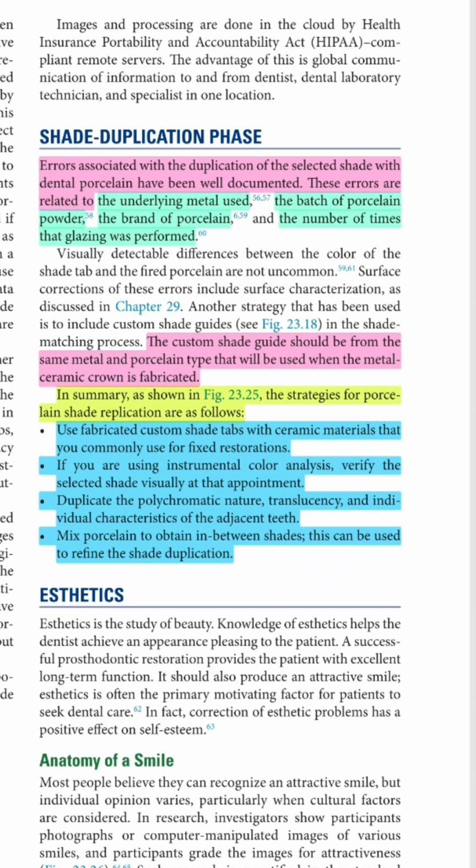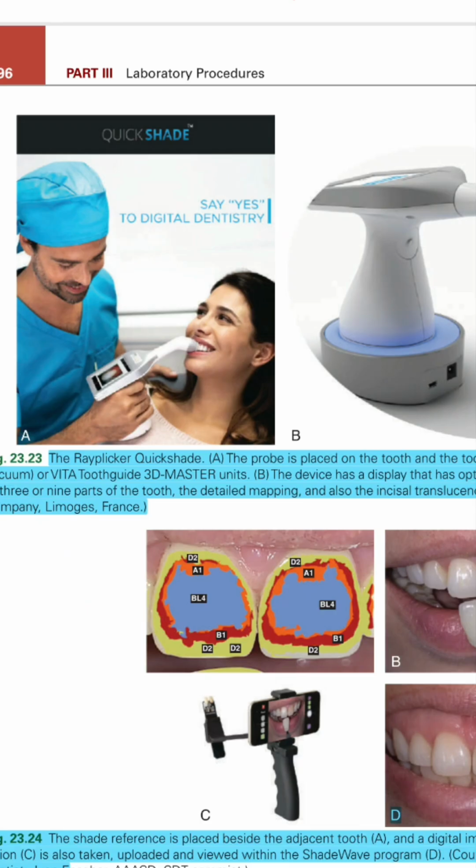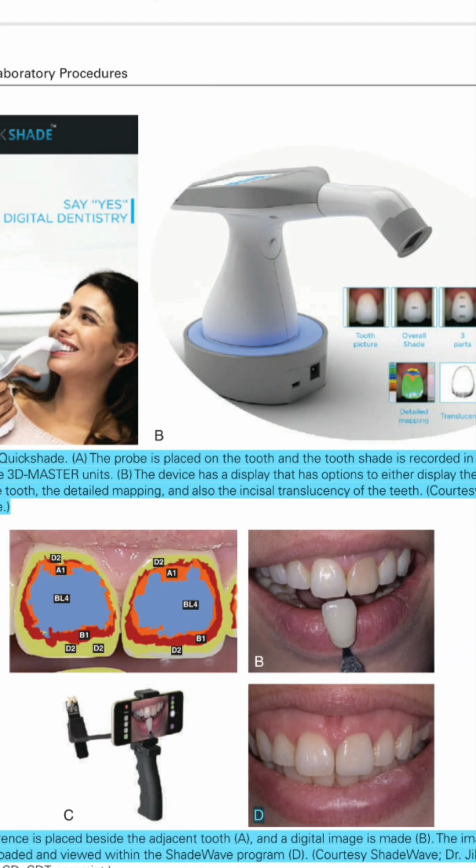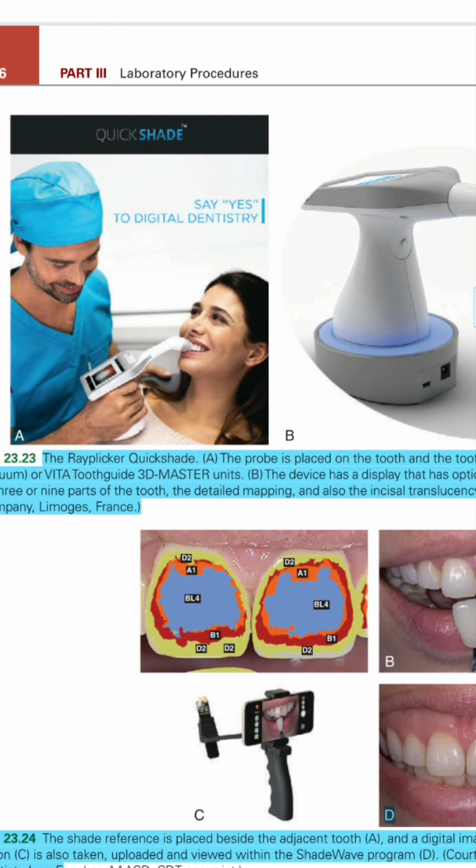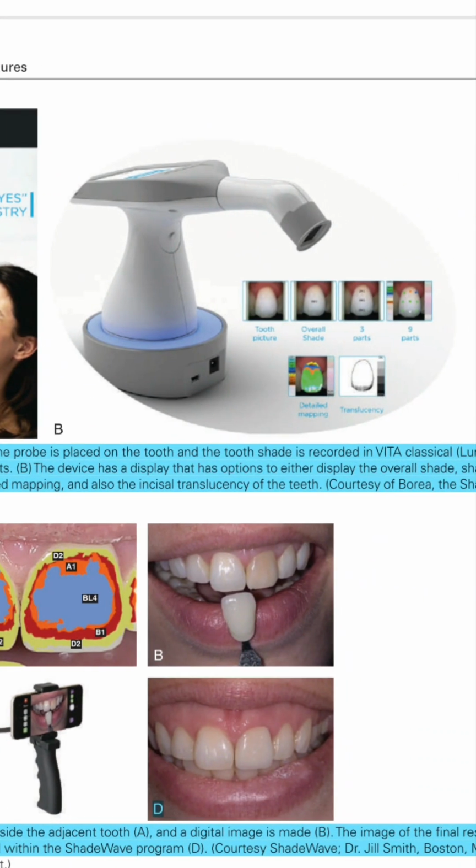Even so, some errors happen and the laboratory in some cases is not able to get the shade that we chose. The reason for this is that when we have metal ceramic restorations, the underlying metal used can affect the porcelain color, or the brand of the porcelain may vary from one brand to another. The number of times the glazing was performed also affects the result. There is a device called the Easyshade Quick that can automatically choose the shade of the teeth.